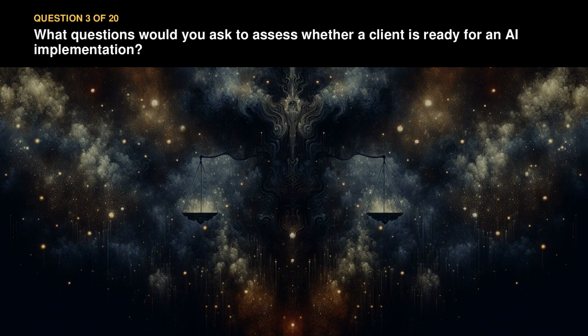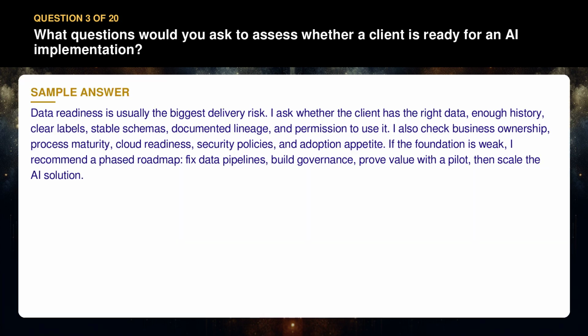Question 3. What questions would you ask to assess whether a client is ready for an AI implementation? Data readiness is usually the biggest delivery risk. I ask whether the client has the right data, enough history, clear labels, stable schemas, documented lineage, and permission to use it. I also check business ownership, process maturity, cloud readiness, security policies, and adoption appetite. If the foundation is weak, I recommend a phased roadmap. Fix data pipelines, build governance, prove value with a pilot, then scale the AI solution.